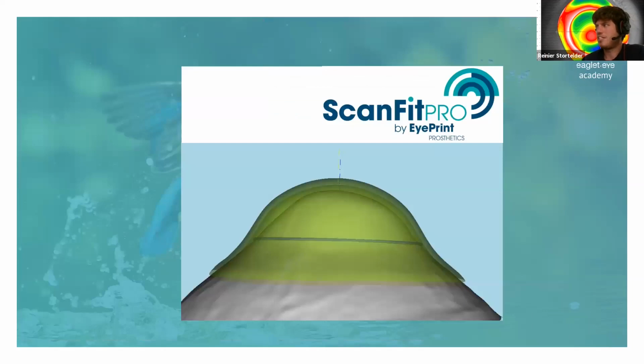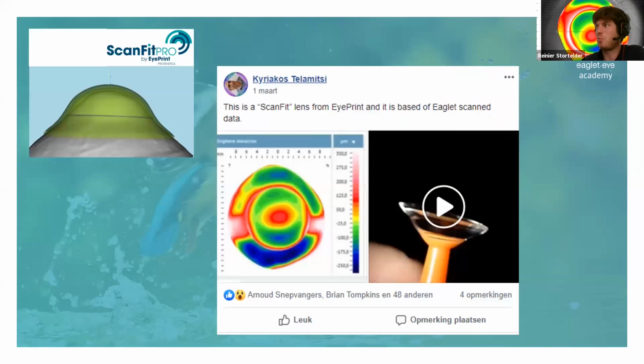And last but not least, at this moment we're also working on integrating our data in the ScanFit Pro, which is the scan system of the iPrint Pro, let's say it correctly. A lot of work to do because it's a complex lens, but we are already testing, and a few weeks ago Kyriakos, based in Cyprus, showed the first test results on Facebook, so you can all find it.